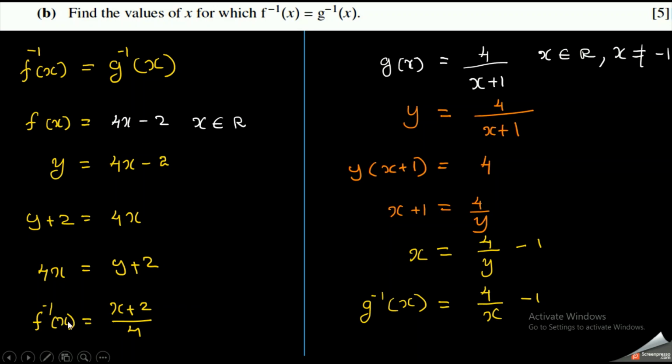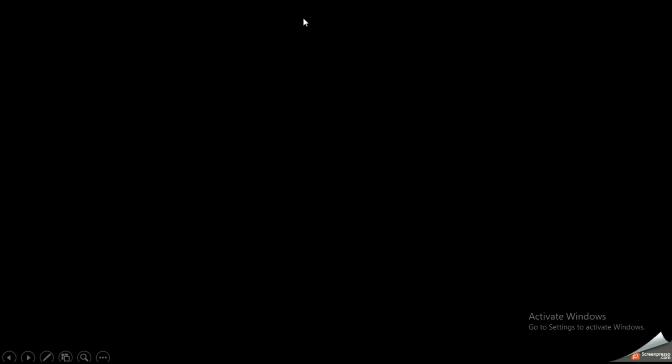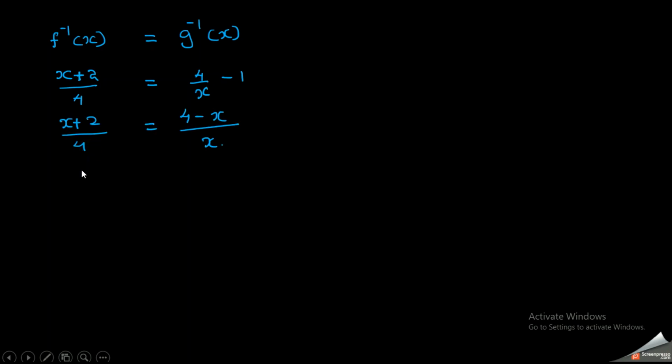Now we have established our f inverse x and g inverse x. Now we will go to this condition and then solve it. Right? What we can do is multiply the whole big equation by 4x, 4 into x. Then what we will do is this is taken to this side, this is taken to this side. 4x multiplying by 4x is that, right?